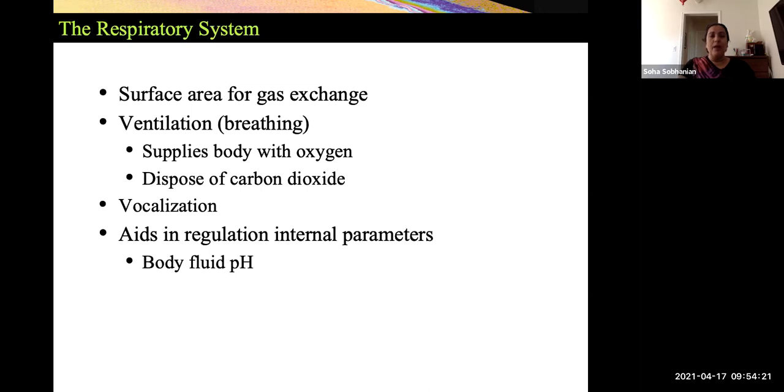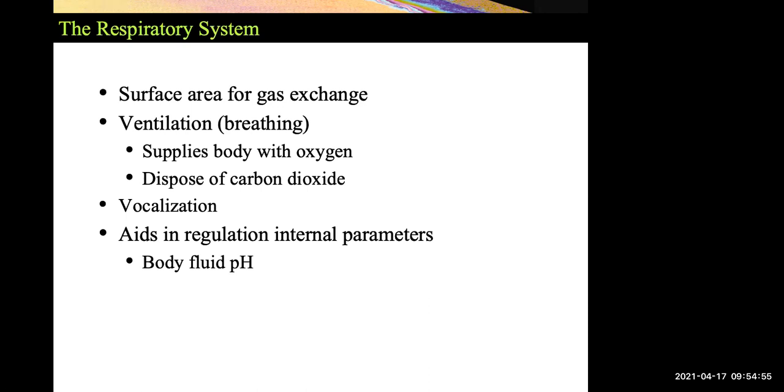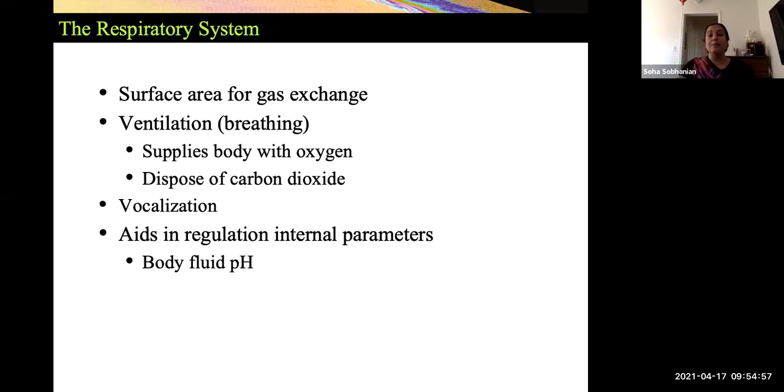Another function of the respiratory system is ventilation, which is basically your breathing. As you all know, inhalation and exhalation are the two steps. And again, the goal is to supply your body with oxygen and remove the carbon dioxide. As part of your respiratory system, you also have what we call the larynx, or the voice box, that contains two vocal cords. We'll take a look at this in a little bit more detail. That's basically important for the ability to vocalize and create sound.